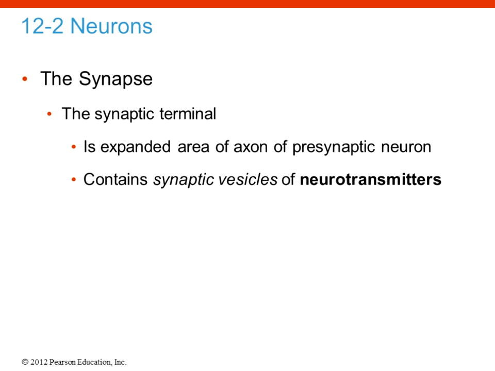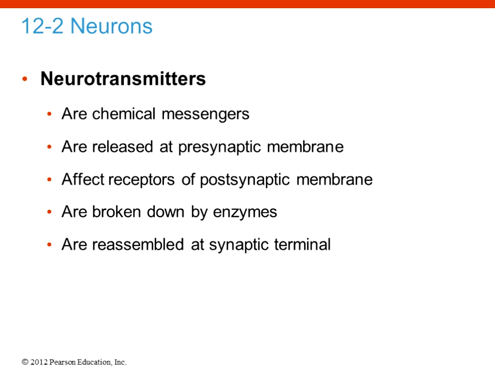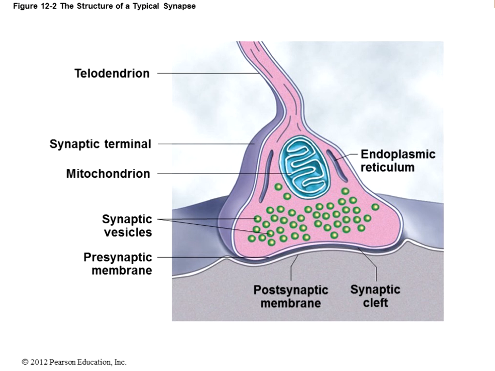So, as I said, this expanded area contains neurotransmitter, and the neurotransmitters are the chemical messengers that communicate the message, right? They can affect receptors of the postsynaptic membrane, or be broken down by enzymes and reassembled. And so, for instance, ACh, right? That's one that we have seen already. Acetylcholine is one example of a neurotransmitter. There are many others: dopamine, serotonin, epinephrine, norepinephrine. These types of things we'll talk about later as we get more specific. There are many types of neurotransmitters, but these are what we call chemical messengers.